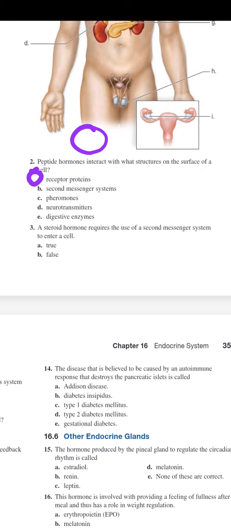Steroid, it's what? It's any hormone that originates from cholesterol, and we know that cholesterol is a lipid. So, requires the use of secondary messengers to enter a cell? No, because in the plasma membrane we have phospholipids and we even have cholesterol molecules, so steroid hormones can enter the cell easily, so they don't need a secondary messenger.